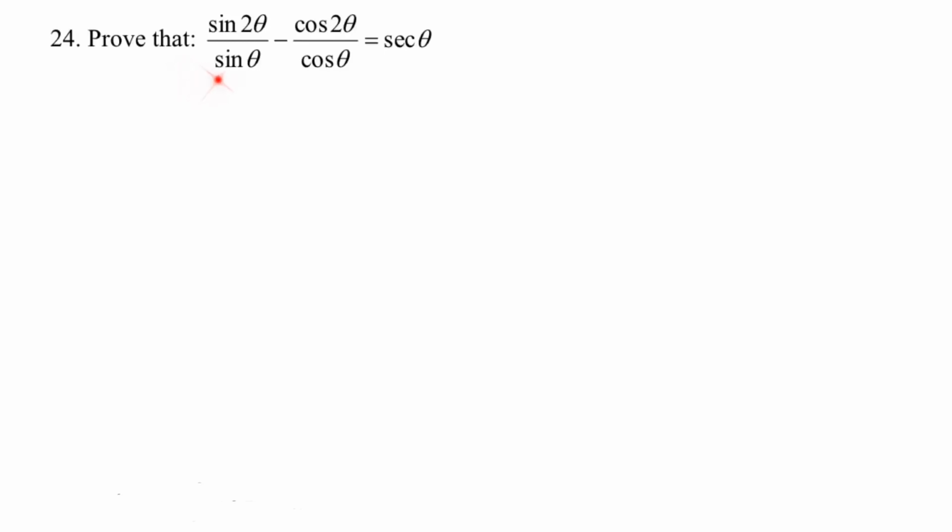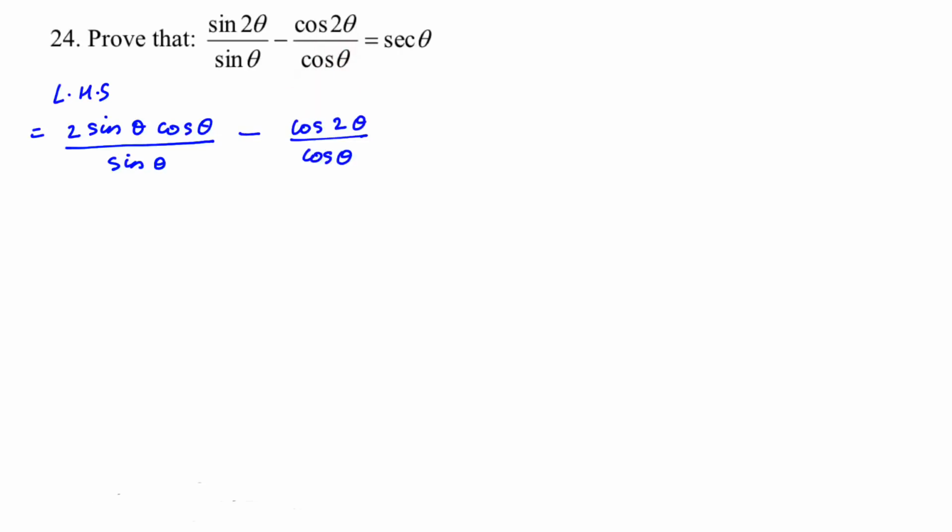This question is about proving. So you have to choose a side, left side or the right hand side. Always choose the more complicated side. So we will say left hand side is equal to, this identity is sine 2 theta. So from the formula sheet, you know, it's going to be 2 sine theta cos theta over sine theta. And here you will have negative cos 2 theta over cos theta. For now, just write it like that.